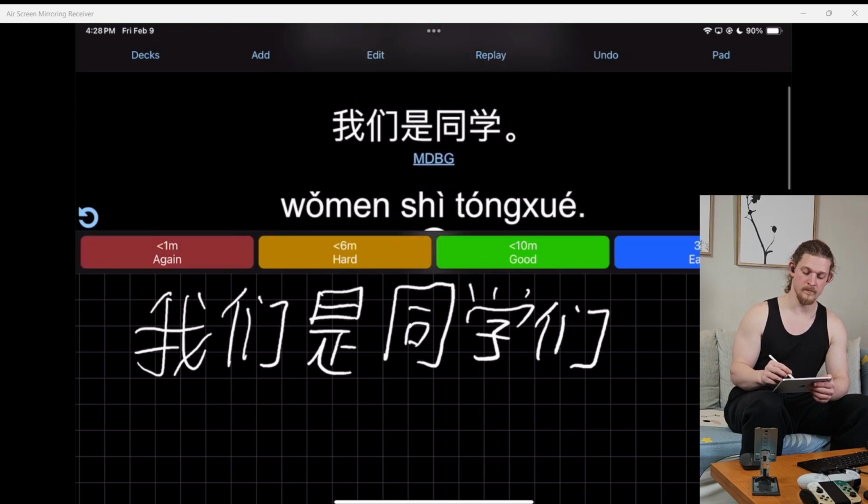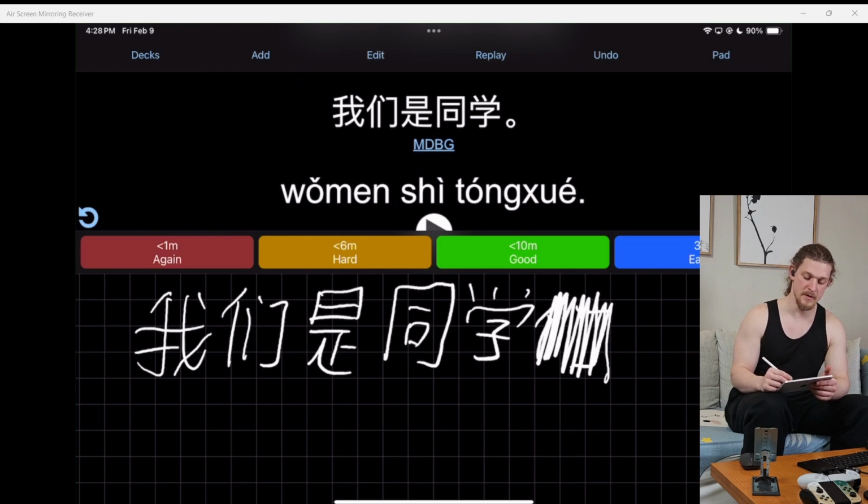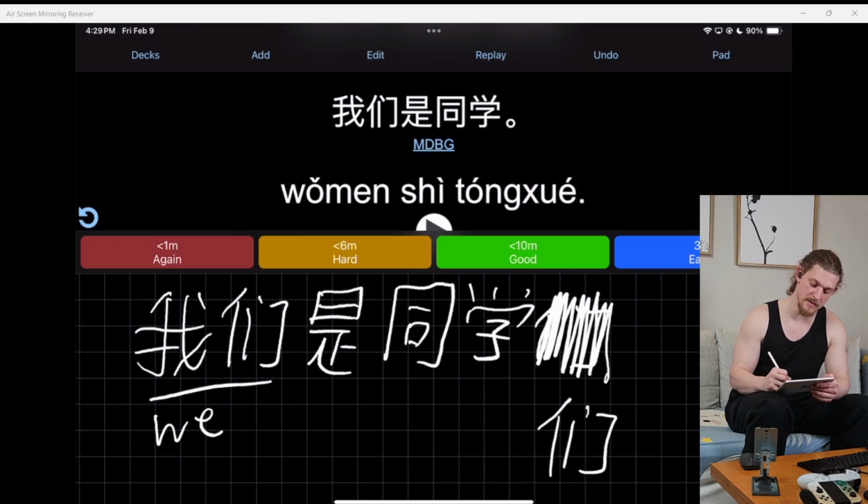我们是同学，我们是同学。同学们 is also correct. It's the extra men, I guess it's superfluous. 我们是同学 because I already said we here. So I guess the extra men was unnecessary.